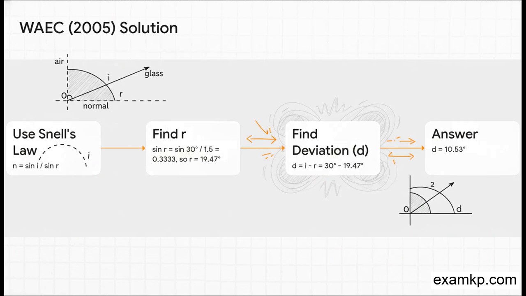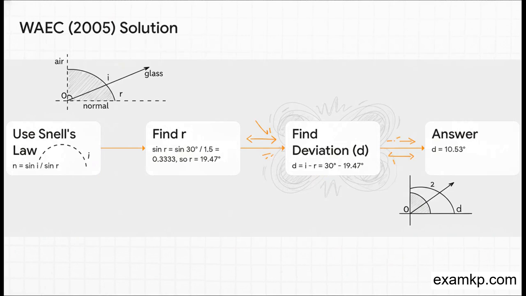First, what do we need? We need the angle of refraction, r. So we use our master formula, Snell's law. We rearrange it to make sin r the subject. So, sin r equals sin i divided by n. We plug in our numbers, sin 30 divided by 1.5. That gives us an angle r of about 19.47 degrees.